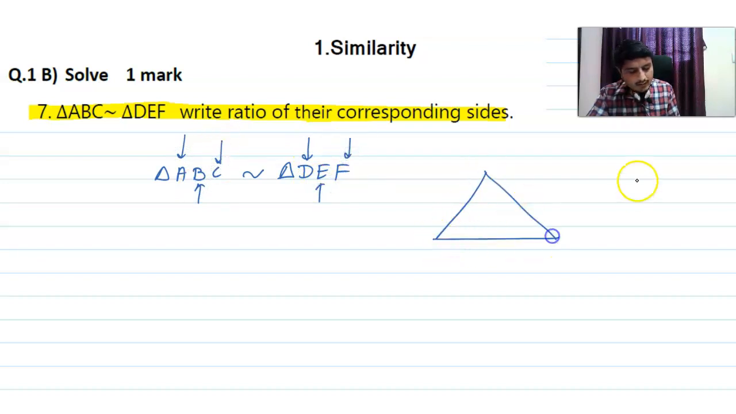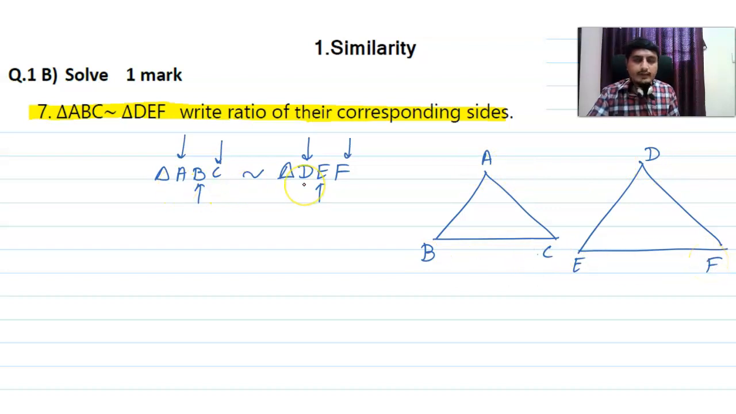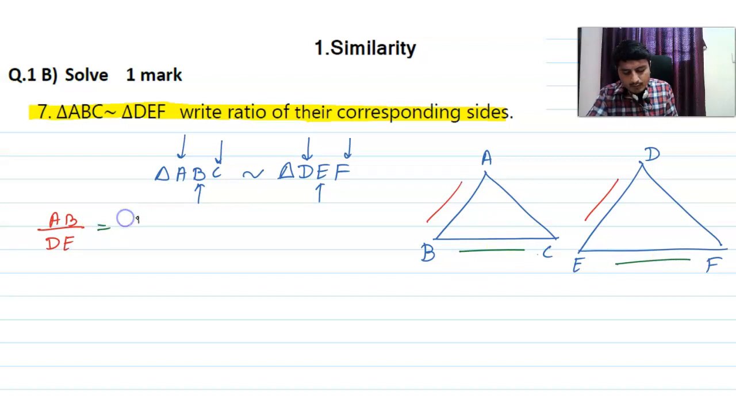So let's draw the two triangles first. Suppose the first triangle ABC is of this form, and the second triangle DEF is of this form. A corresponds to vertex D, B corresponds to E, C corresponds to F. Now once the triangles are similar, their corresponding sides are in equal proportion. That means AB divided by DE, the corresponding side of AB, then BC divided by EF, and the next corresponding sides are AC and DF, so that equals AC divided by DF.